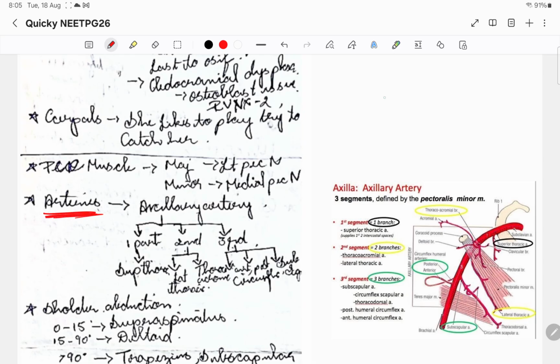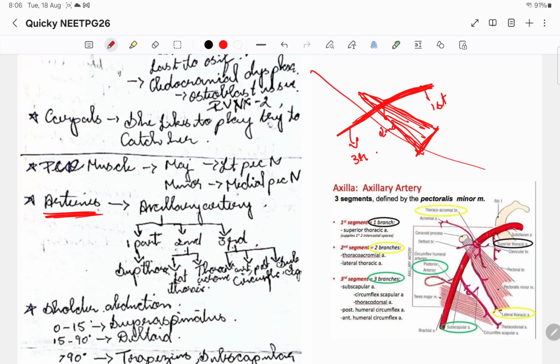This has been a headache for all medical students in first year. That is the axillary artery, the parts of the axillary artery and its branches, right? So we all remember, right? Pectoralis major, pectoralis minor. The pectoralis minor muscle is the key muscle. Why? Because the axillary artery will be divided into the first part, the second part, and the third part by the pectoralis minor muscle.